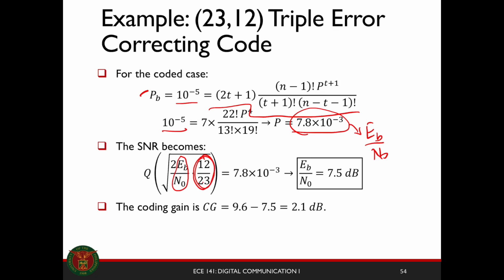All right, so the SNR per bit becomes 7.5 decibels, which means that we achieved a coding gain of 2.1 decibels. So instead of transmitting 9.6 dB, you only need to transmit 7.5 dB to achieve the same performance. And this is the effect of error correcting codes when we incorporate them into our communication systems.